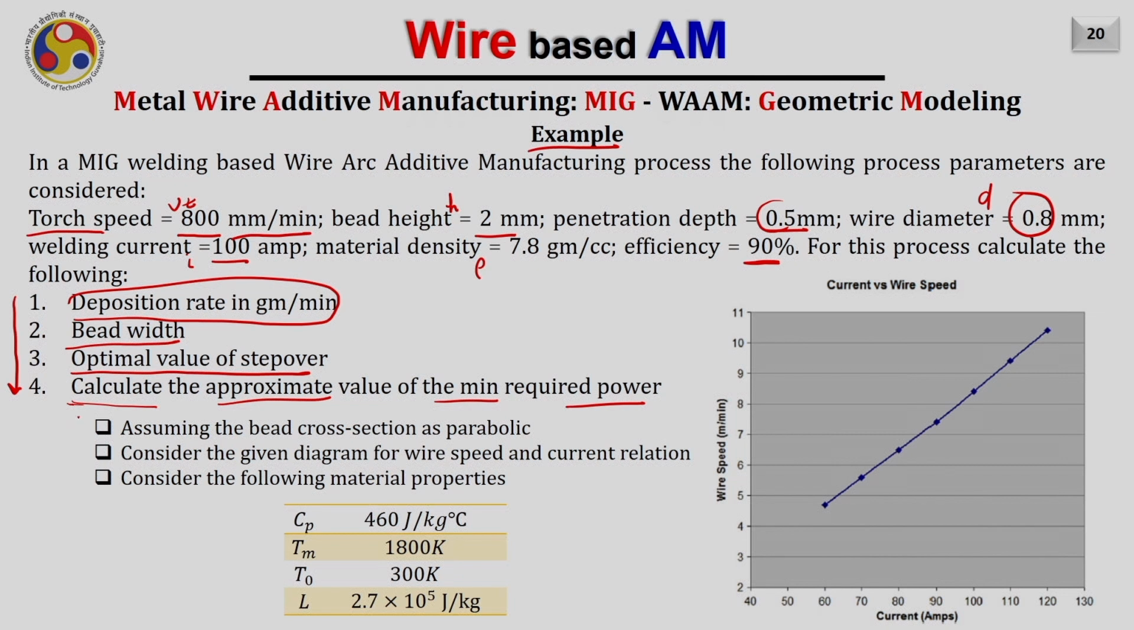Of course, there are some assumptions given. It is said to assume the bead cross section as a parabola. Consider the given diagram for wire feed speed and current relation, and also consider the following material properties, such as the value of Cp, melting point, room temperature and the latent heat.